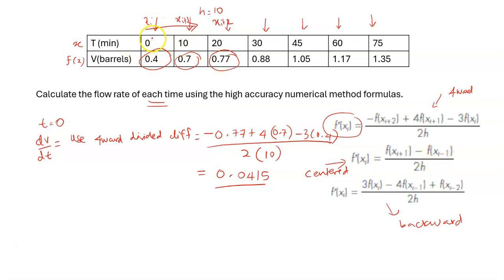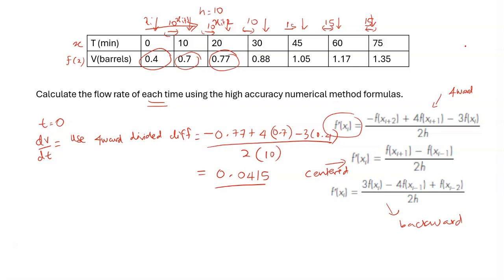You see that from this data, from 0 to 10, the spacing is 10, right? From 10 to 20, the spacing is also 10. 20 to 30, the spacing is 10. But from here to here, it's different. It's 15. From here to here, it's 15.